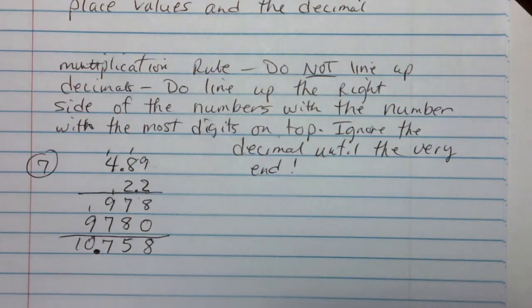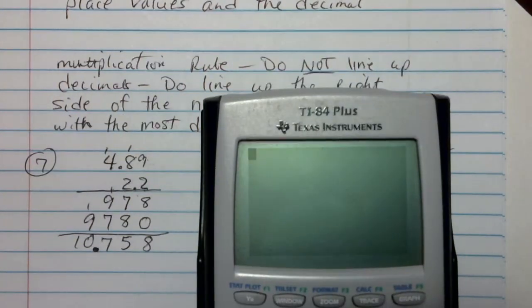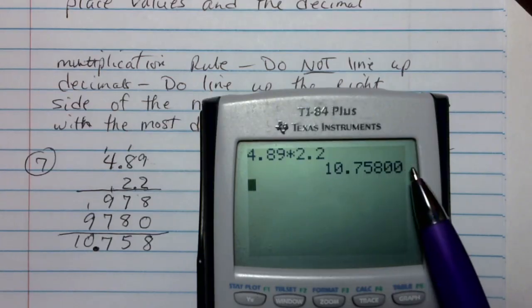Okay, in case you're in doubt, we're going to stick a calculator up here right beside this, and we're going to put in 4.89, and we're going to hit the times sign, and we're going to multiply that by 2 2/10. And we got 10.758, thousandths.